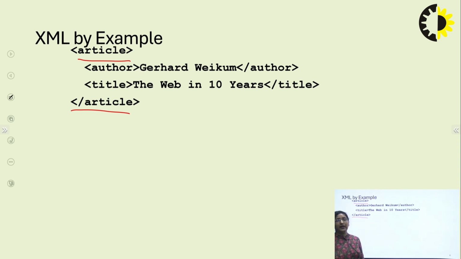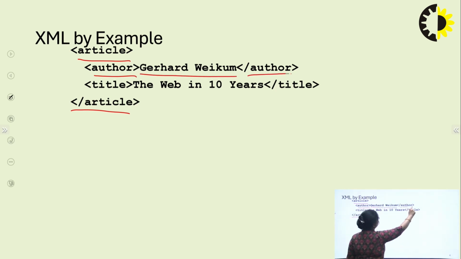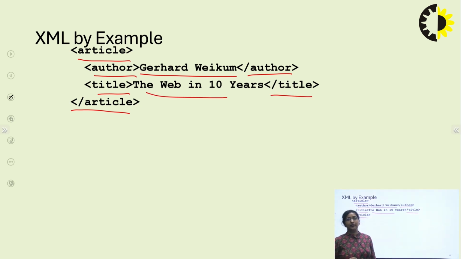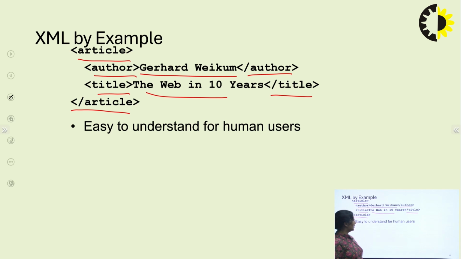Within article, I have defined a sub tag, which is author. Inside it the author name is written and the author tag is closed. Similarly, after that the title tag is opened, the title is written, and the title tag is closed. This is just a simple example of XML. I created only one tag, article, which consists of two sub tags: first the author and second the title. As we can see, in this simple example we can easily understand what is going to happen.